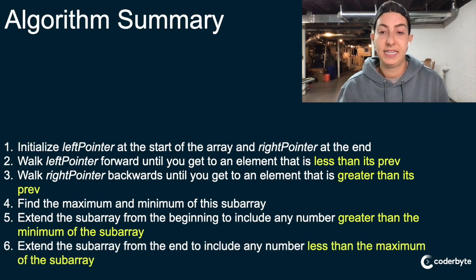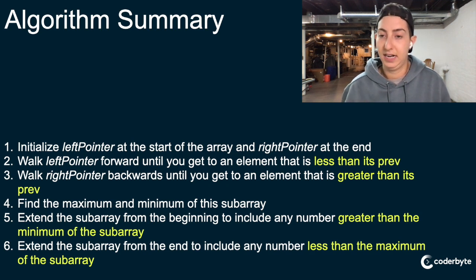And now extend the subarray from the end to include any number less than the maximum. Same exact logic. And again, I think this is all much clearer when you see different examples, and you'll see how we code this out. But that's kind of the way we're going to approach this, and those are the gotchas, right?